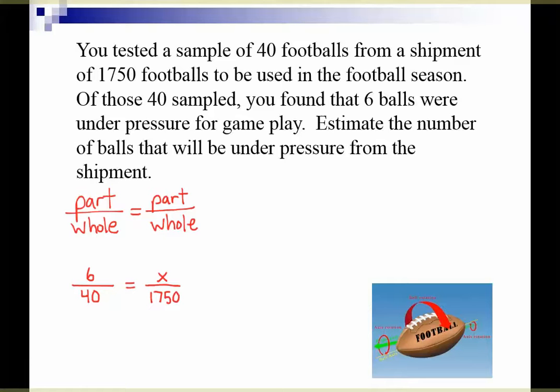This is a lot like the last one. We can take the corners we know. So you're going to multiply those, 6 times 1750, enter. And then you'll divide by 40. Divide your answer by 40, enter. And it should go ahead and give you the x. So go ahead and type that in, see what you get.